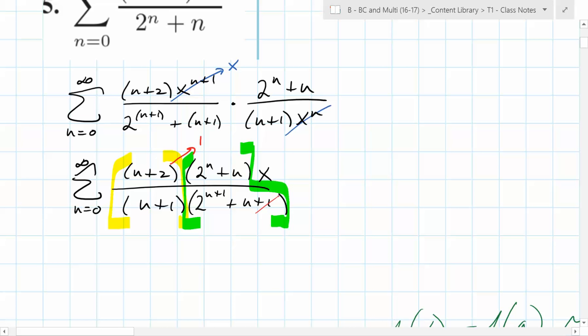What else doesn't matter? The n's don't matter because 2 to the n and 2 to the n plus 1 get way bigger than n, right? So really you're looking at what happens here. What does that go to? That goes to 1 half. So what does this whole limit go to? 1 half x. So if that is what the limit is, the ratio test says that the absolute value of that has to be less than 1 for it to converge.